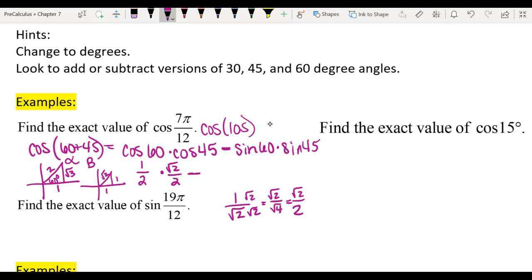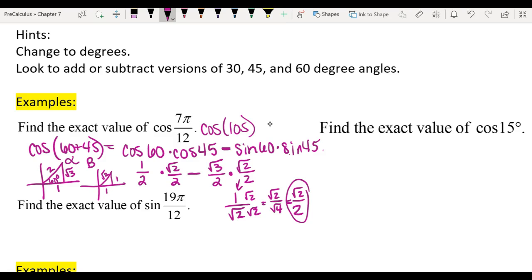Minus sine of 60, isn't that square root of 3 over 2? So square root of 3 over 2. Times sine of 45, again, is this 1 over square root of 2, which, when you simplify, do you guys see how you get square root of 2 over 2 again? So you find the equivalence, and now it's a matter of just multiplying these together and putting these together, okay?